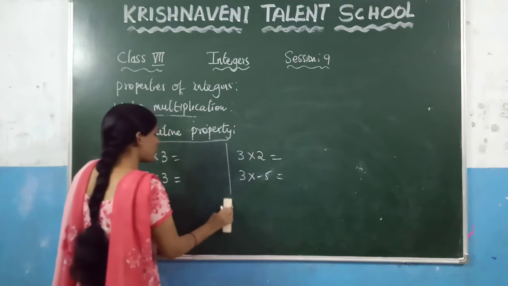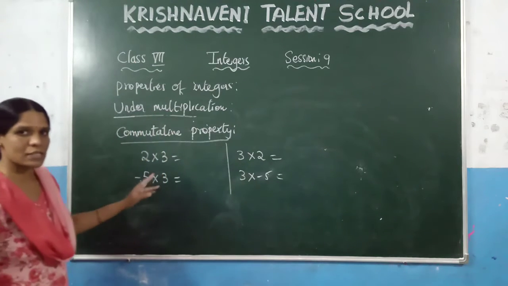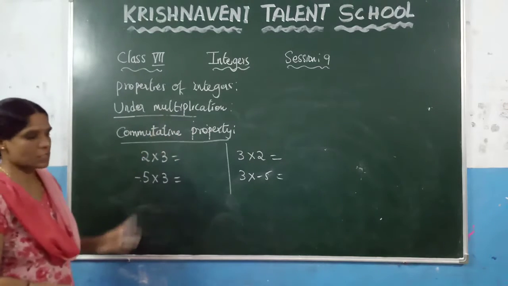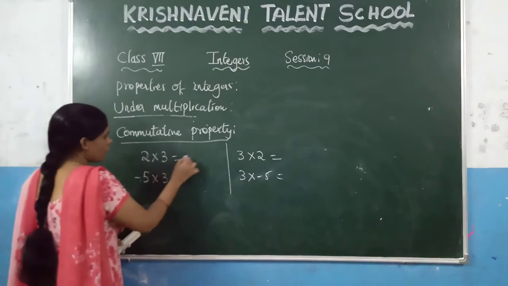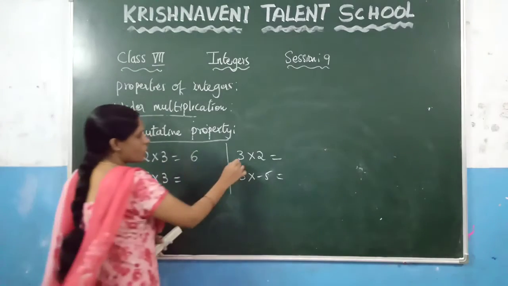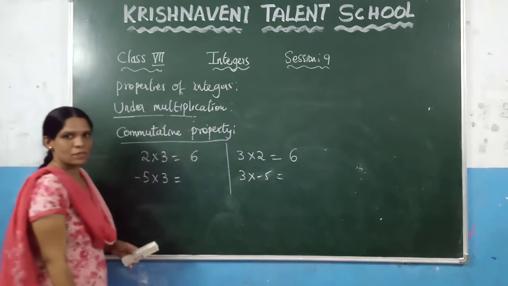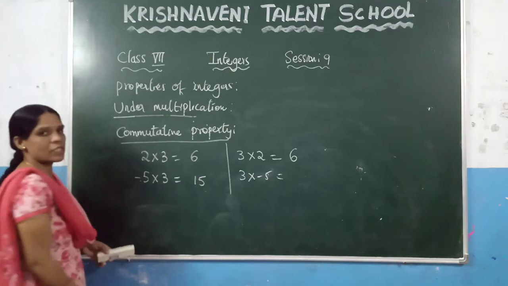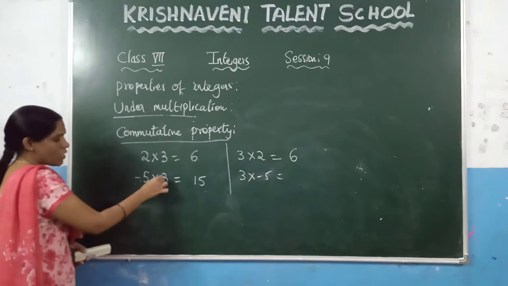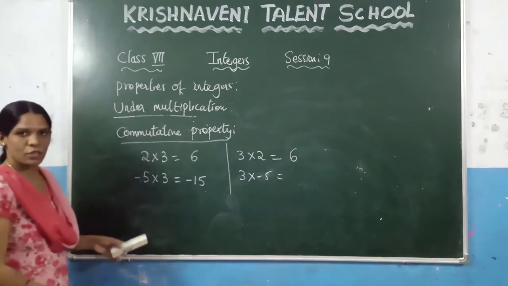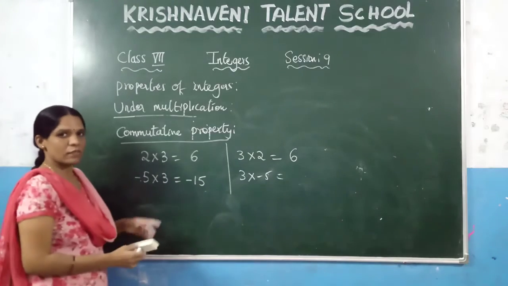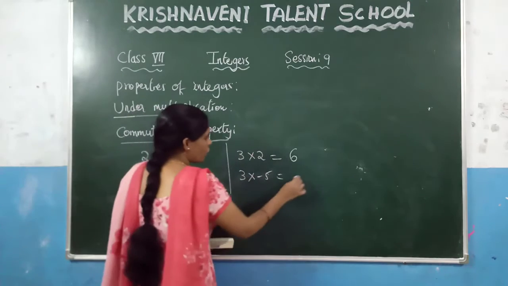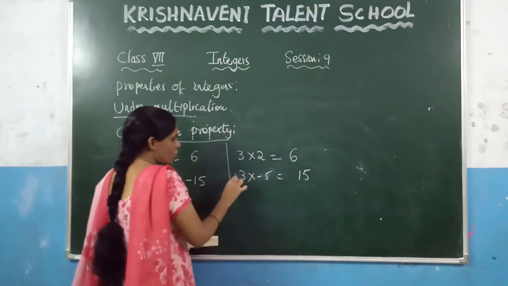In both these cases you have to get the same result. If you are getting the same answer, then we can say that the commutative property holds good under multiplication. So now calculate it. What is the value of 2 into 3? 6. And 3 into 2? Also 6. Now 5 into 3 is 15. Check the sign: minus into plus. If one is positive and one is negative, the result will always be negative. Now multiply 3 into 5, which is 15. What is the value of plus into minus? Minus.